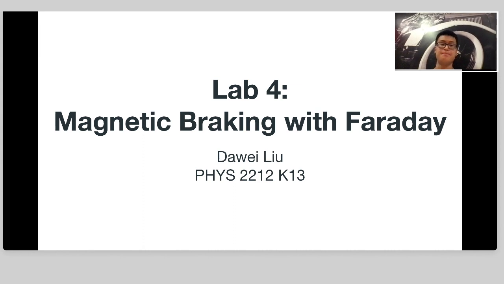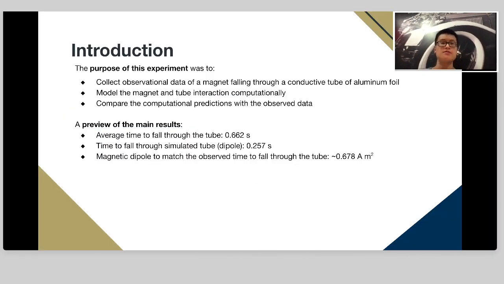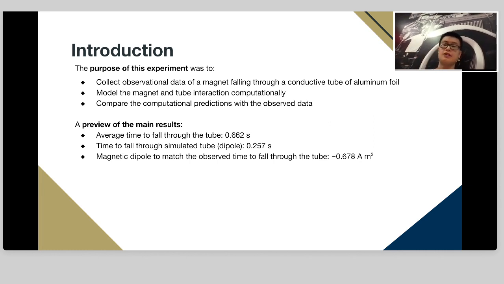Magnetic Braking with Faraday. The purpose of this experiment was to collect observational data regarding a magnet falling through a conductive, non-ferrous tube of aluminum, and to use a computational model to model this interaction, and then compare what was predicted with what was observed.